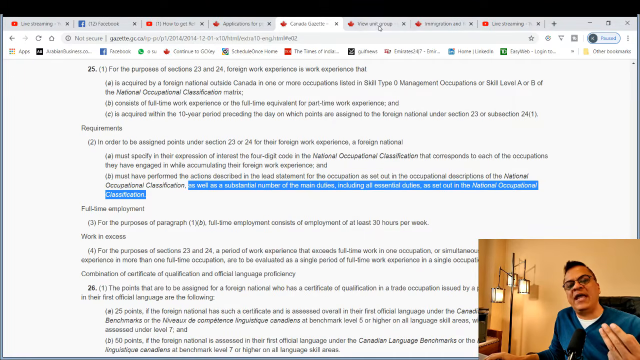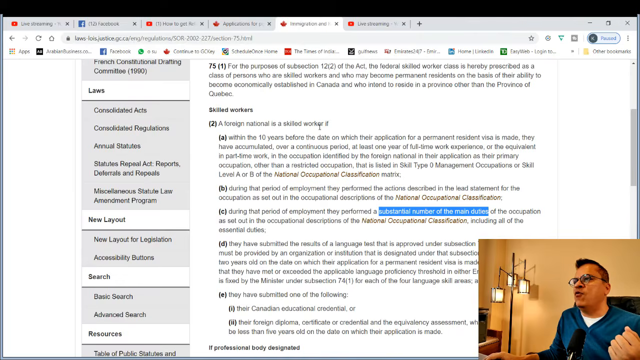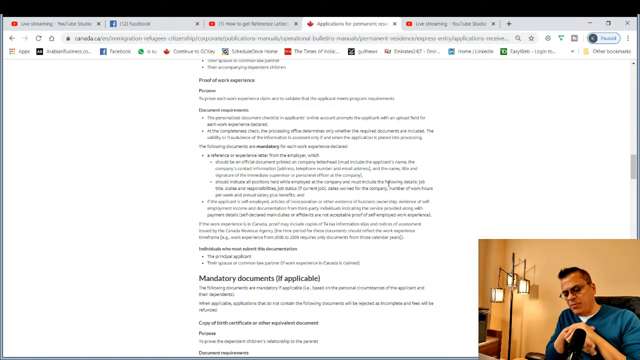Now finally, I'm going to switch this one off. I'm going to close this tab, and then I'm going to come to the most important factor. How do you prove your work experience?